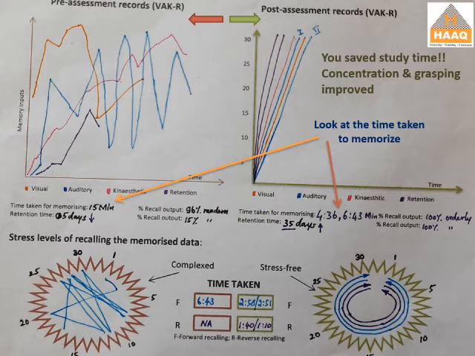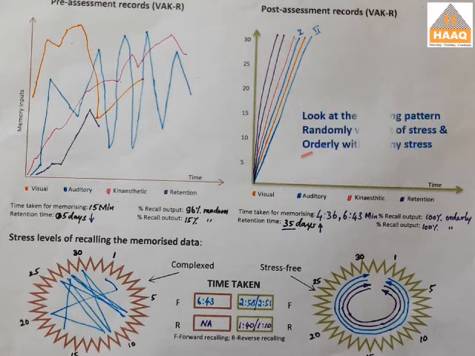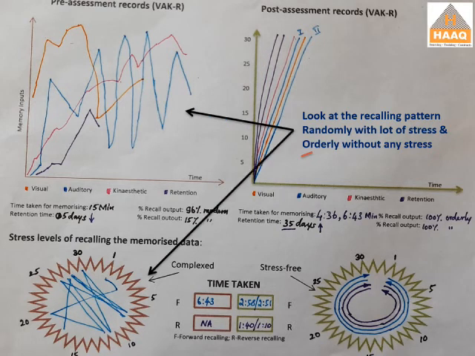Look at that. Now, when we look at the recalling pattern, a random one with a lot of stress, this is what has actually happened. You can see, look at the stress curve, a lot of zigzag. So you are basically stressing your brain.